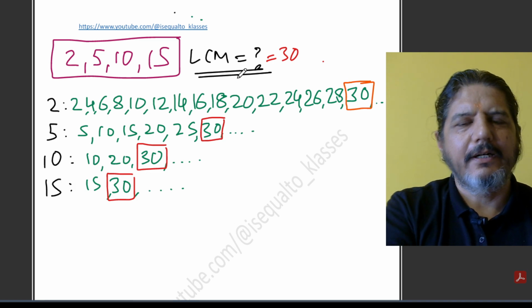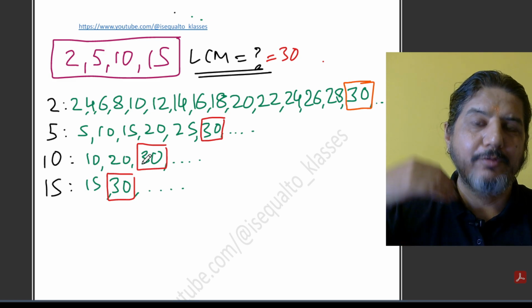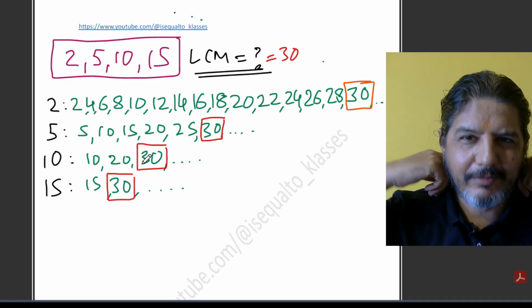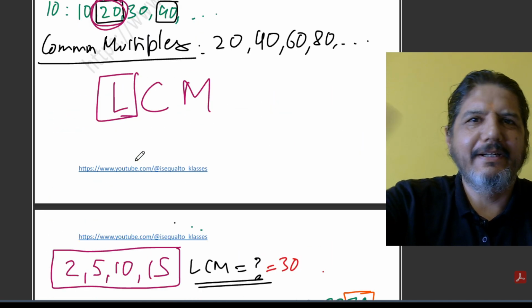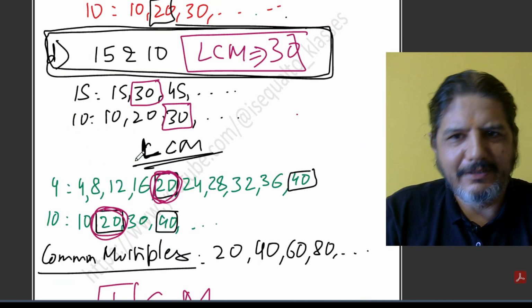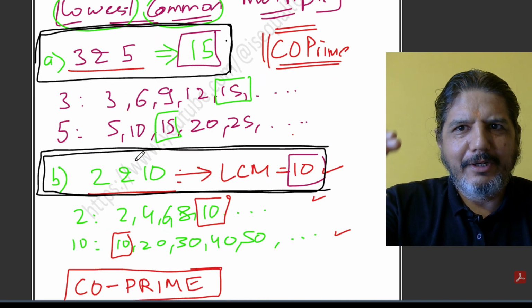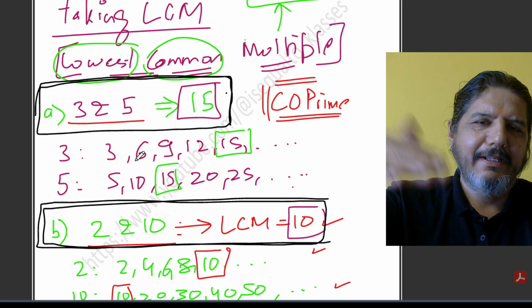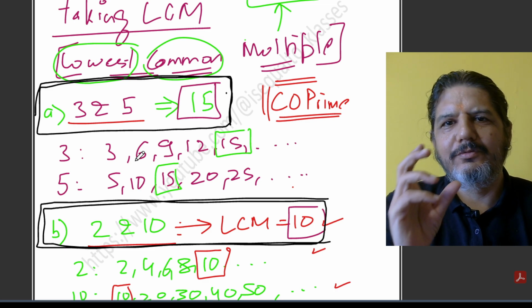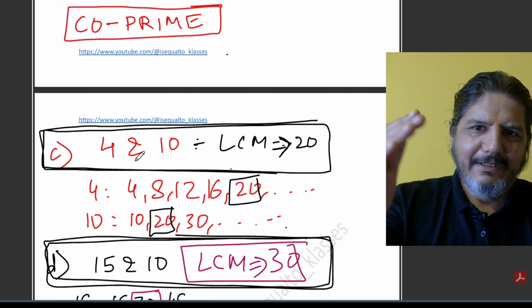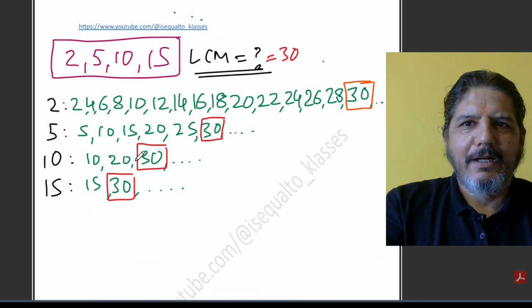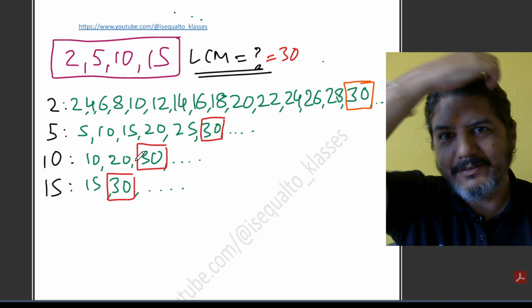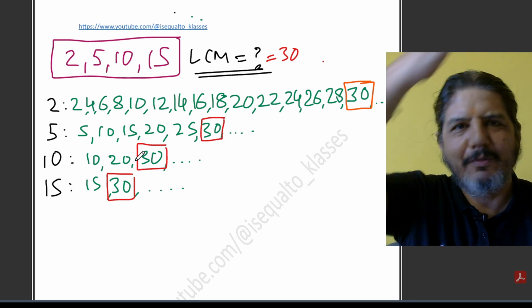Now, as I have told you before, if you have to find the LCM of 2, 5, 10, 15 and you use this method, it will be very tedious. In the exam, you will not be doing this. I hope you understand the concept of taking LCM and the meaning of lowest common multiple. But writing all the multiples of a number and then finding the lowest common multiple is a very tedious job. So what's the shortcut?